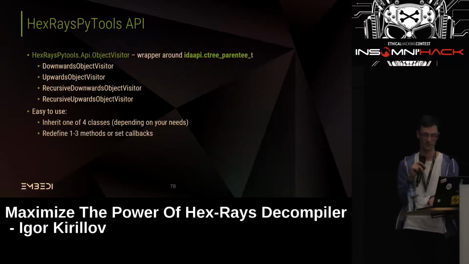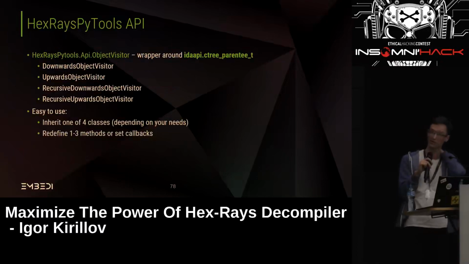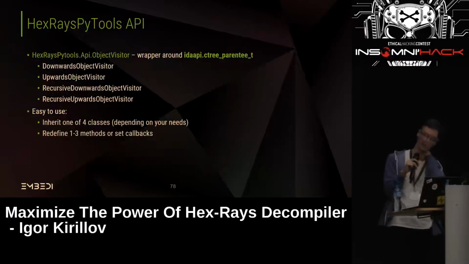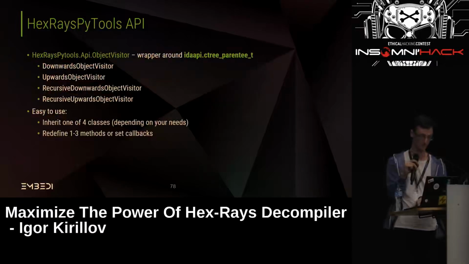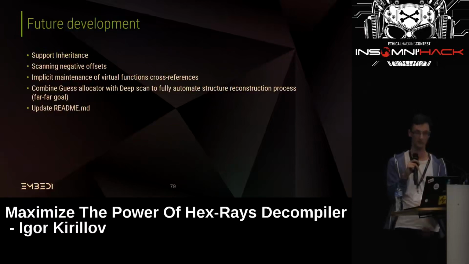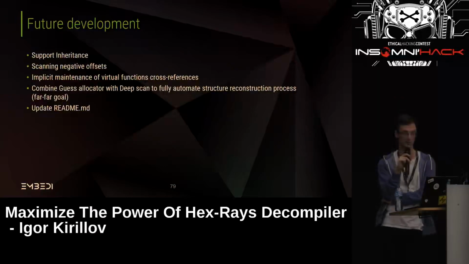So this API is just 4 classes for all sorts of visiting, and they're used either through inheritance and overriding one or 3 methods, or through set callback functions. I extensively use Hex-Rays PyTools in my work, so you may expect that it will be developed in the future. And here's what I'm planning to add. First of all, I want to add inheritance support, since I have a tricky idea how to implement it in spite of being limited with C-like structures only.